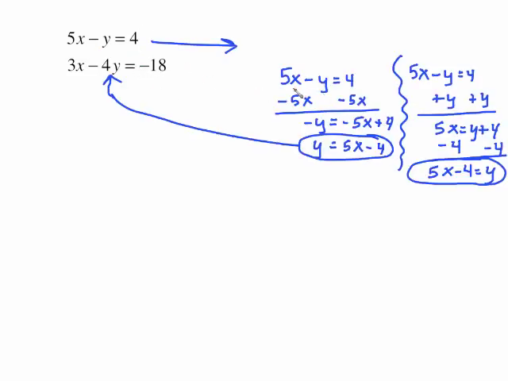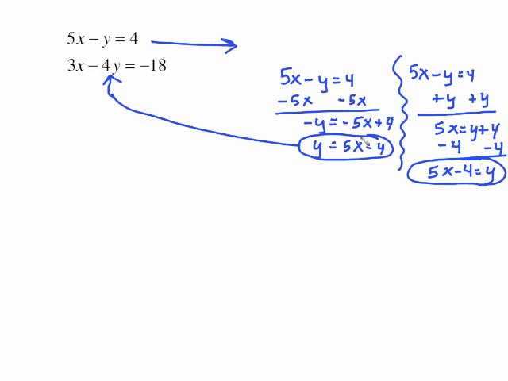So I have just rewritten this over here. Here's the work. Subtract 5x from both sides. Gives me negative y equals this. I don't want negative y. I need this to be positive y, which means all I have to do is change these signs. Makes 5x minus 4. Now what this is, it's just an alternate way to get the y alone.